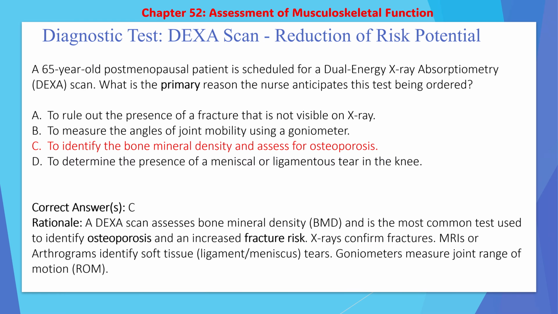So this dual energy X-ray absorptiometry DEXA scan assesses bone mineral density, and is the most common test used to identify osteoporosis and an increased fracture risk. X-ray confirms fractures, MRIs or arthrograms identify soft tissue, ligament, and meniscus tears. Goniometers measure joint range of motion.